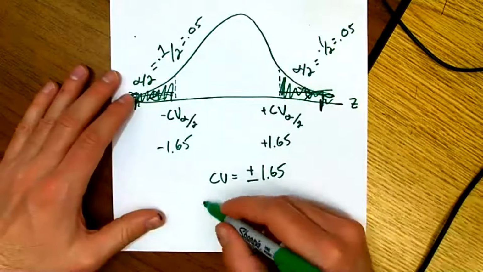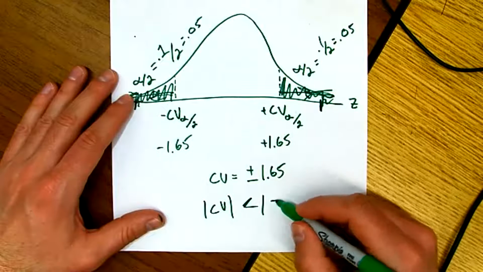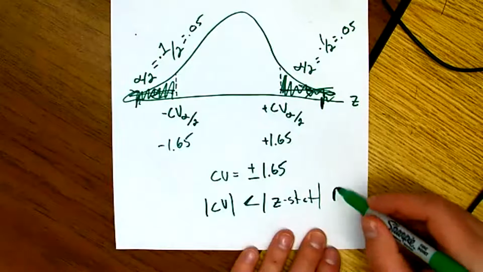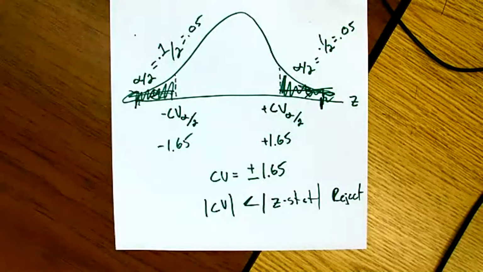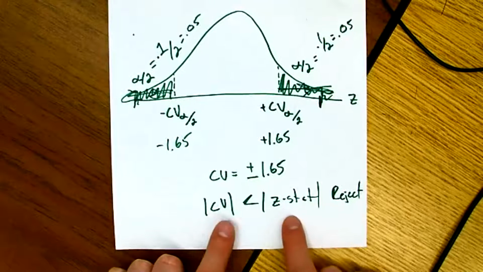So what do I really want to do? Well, let's make it easy. If the absolute value of my test statistic is greater than the absolute value of my critical value, then I'll reject. If not, I fail to reject. So once again, if we just always write it this way, the critical value approach is a little bit easier.